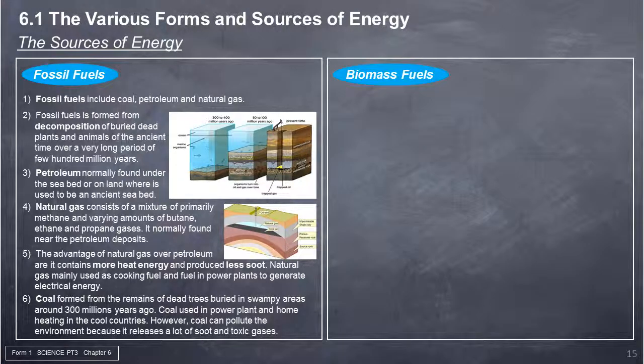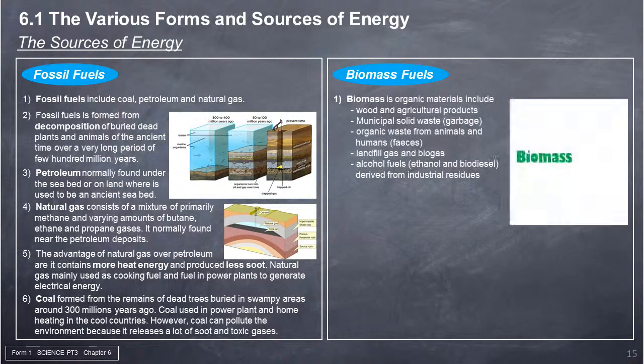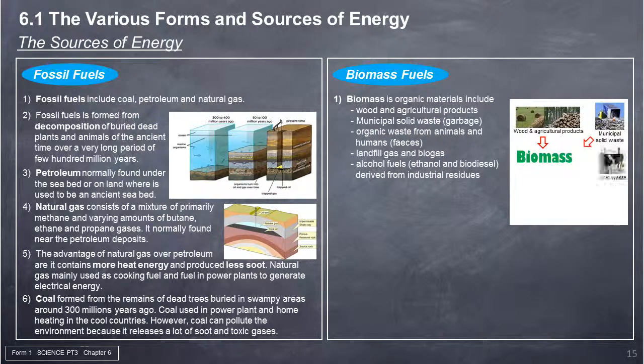Biomass fuels. 1. Biomass is organic material including wood and agricultural products, municipal solid waste, garbage, organic waste from animals and humans, feces, landfill gas and biogas, alcohol fuels, ethanol, and biodiesel derived from industrial residues.